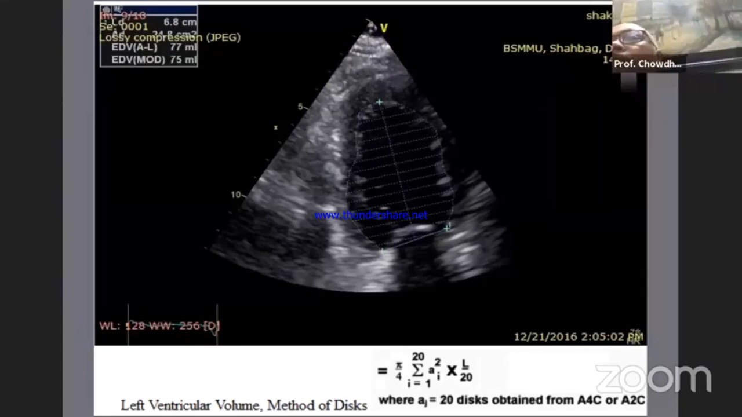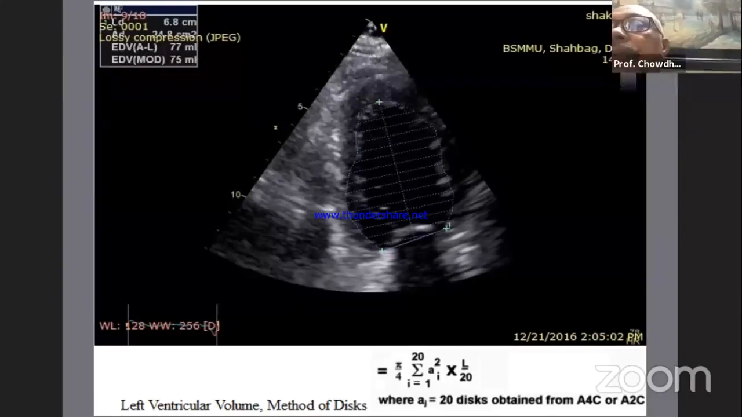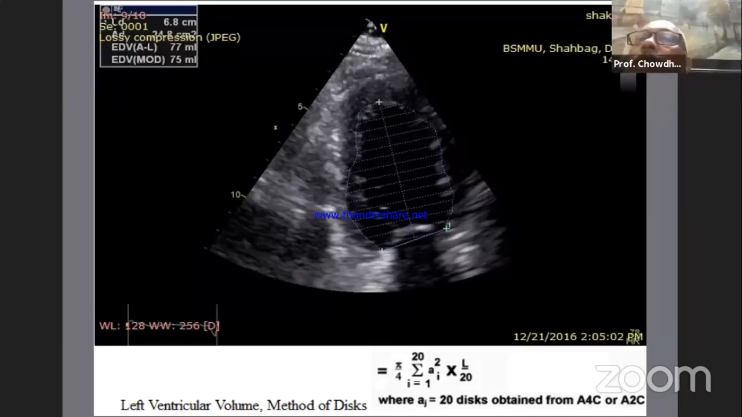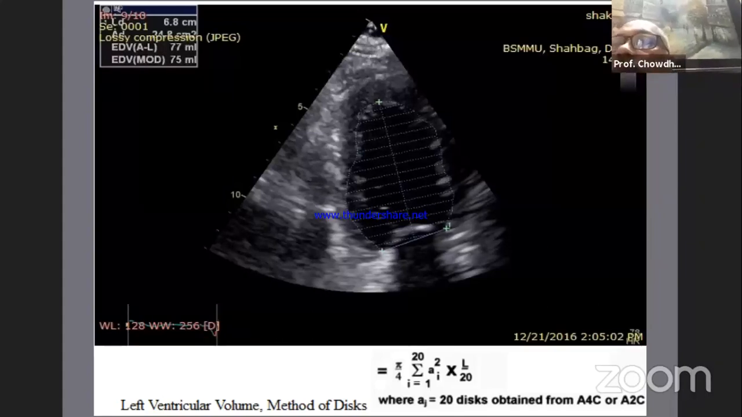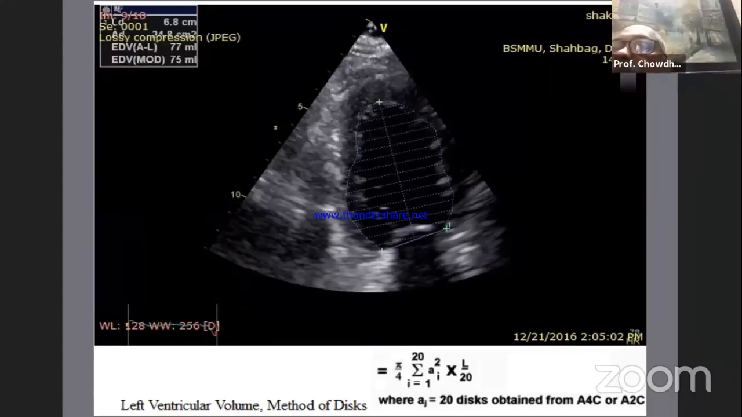First of all, we need to adjust our machine. The depth should be reduced. We should try to use a transducer of highest frequency, which is possible for particular patients. And again, we know the choice of transducer is dependent upon the body habitus of the patient. If the patient is lean and thin, then we can use a relatively higher frequency transducer. And next to depth and the choice of transducer, we need to adjust the frame rate for this patient.